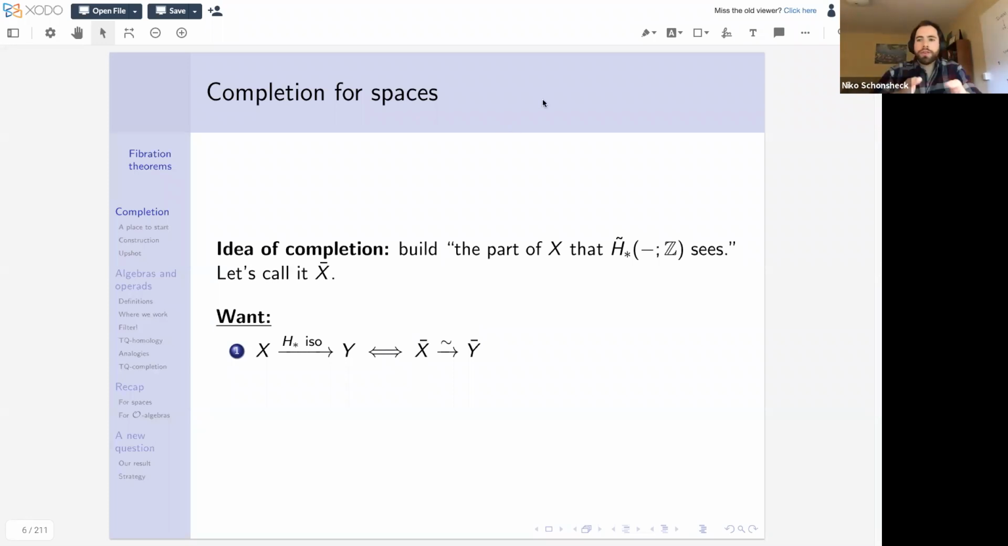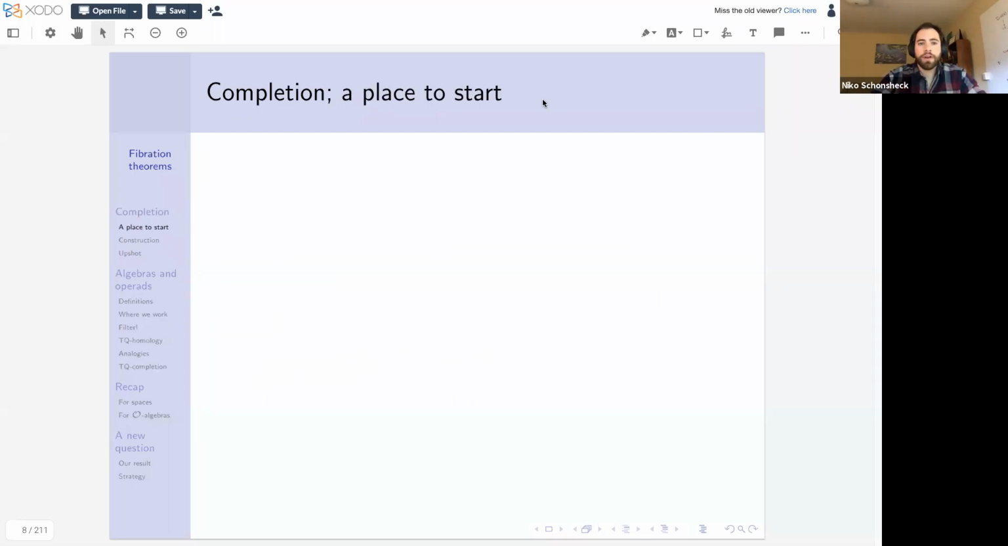And then you'd also want some sort of relationship between X and this construction. So you'd want a comparison map, and you'd at the very least want that to be a homology isomorphism if this bar of X is supposed to be capturing the homology information of X. So that's the starting point. That's our goal. And now I'm going to talk about how you might build such a thing. So a place to start, and just to remind us, this is what we're aiming for.